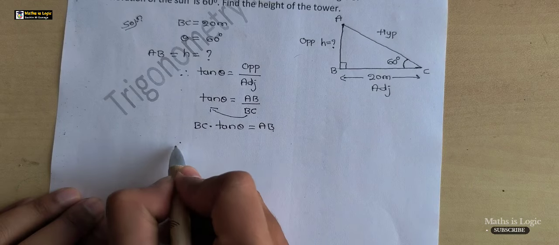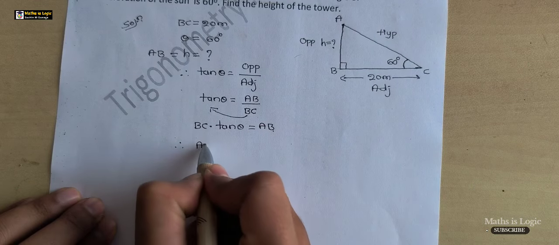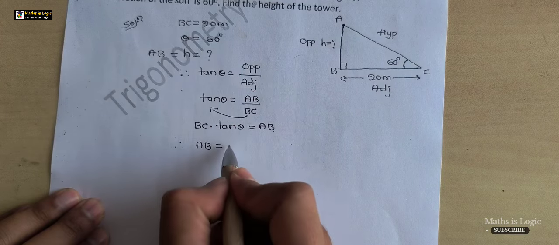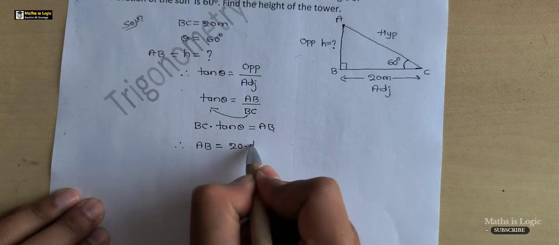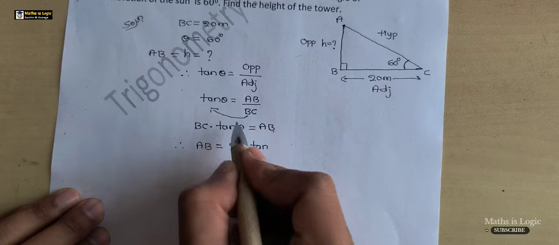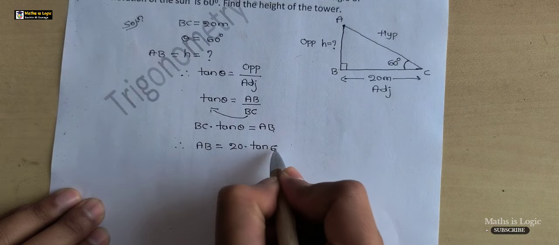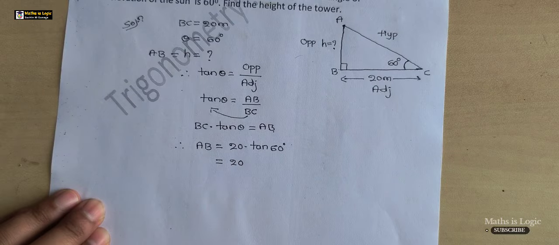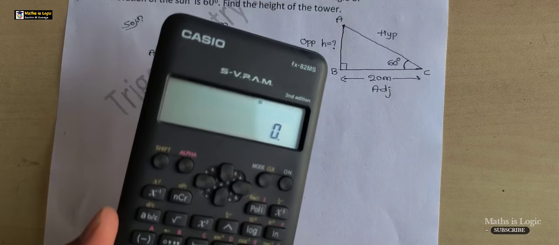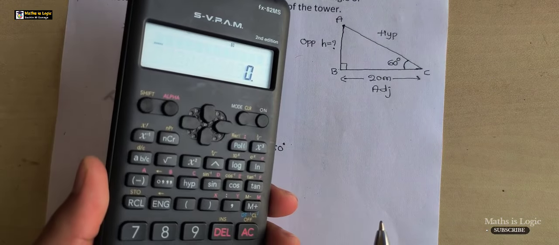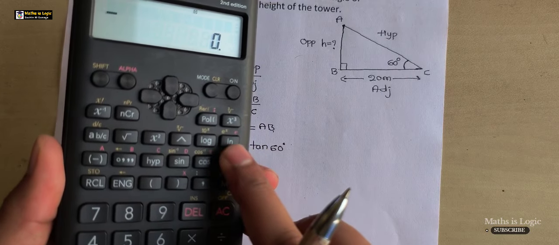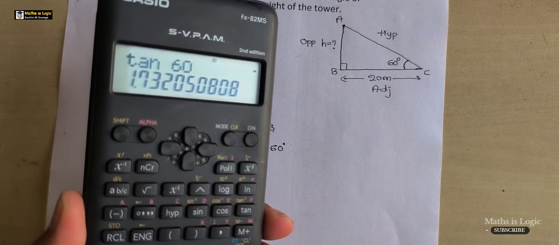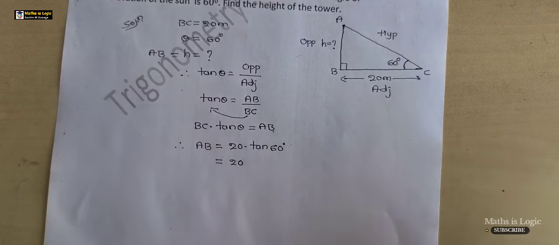Now substitute the values. Therefore AB equals first BC. What is that? BC is 20. So 20 into tan, keep it as it is, theta means how much degree? 60 degree. So equals 20, keep it as it is. Next tan 60 degree, use the calculator. Here it is the tan. So tan how much degree? 60 degree. So tan 60 degree is 1.73.